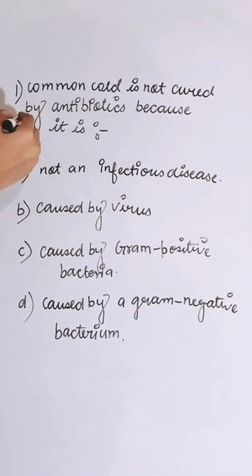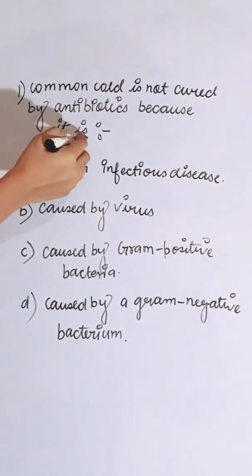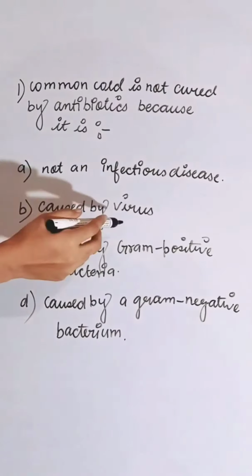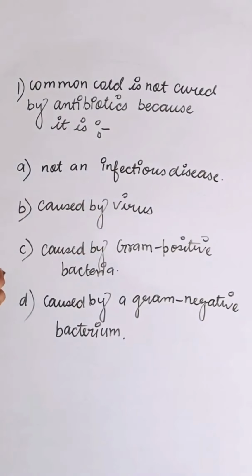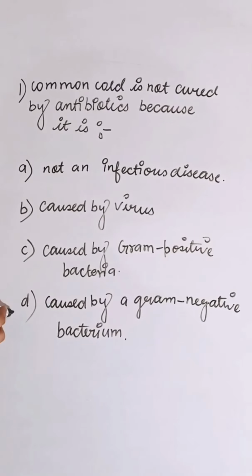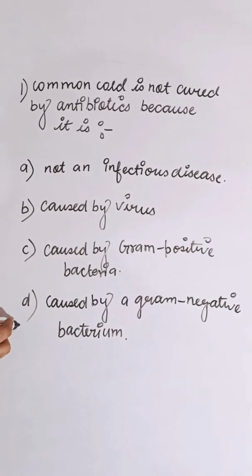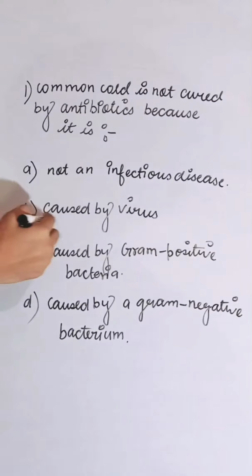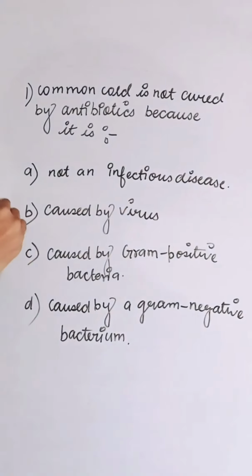Common cold is not cured by antibiotic because it is: first option not an infectious disease, second is caused by viruses, third is caused by gram positive bacteria, fourth is caused by gram negative bacteria. Common cold is not cured by antibiotic because it is caused by viruses. So correct answer is B.